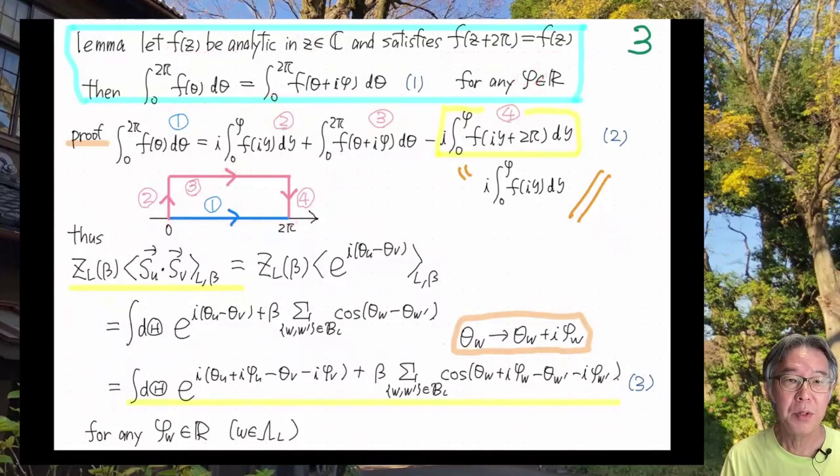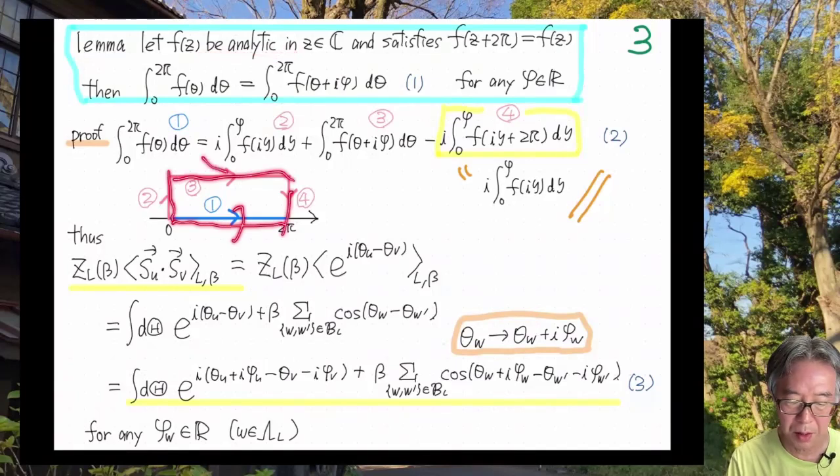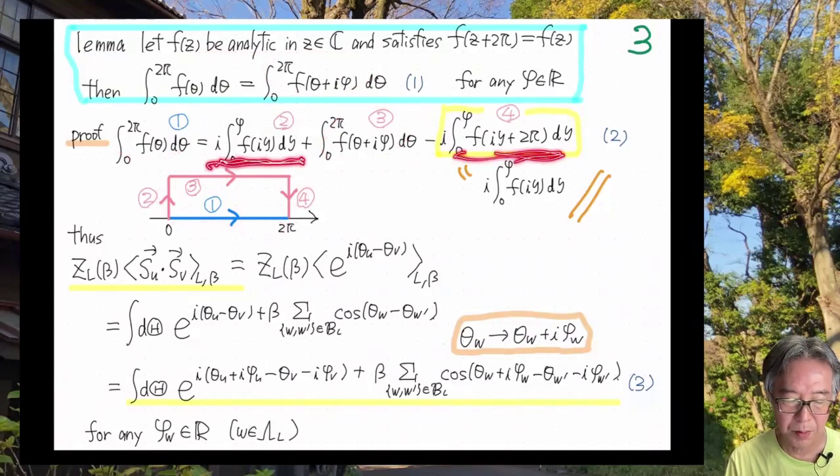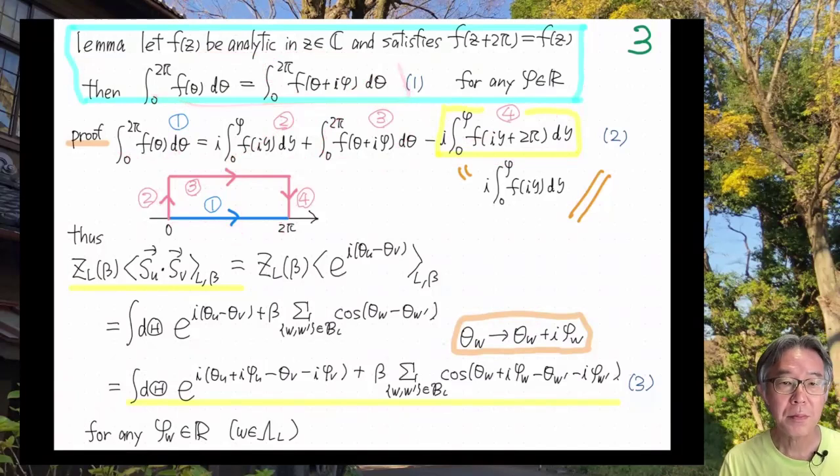And the proof is very easy. So since this is an analytic function, you can modify the integration path like this to get the same result. Okay, and then this path consists of 3 parts, 1, 2, 3, 4. And well, this 3 is something you want. And if you recall periodicity, then you easily find that this here and here are the same, and so they cancel out. So QED, we have this lemma.